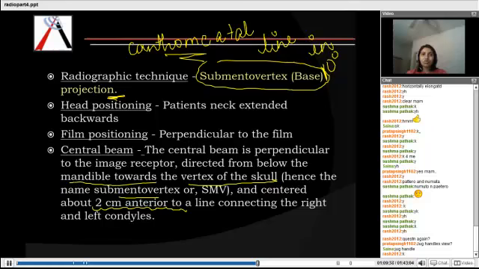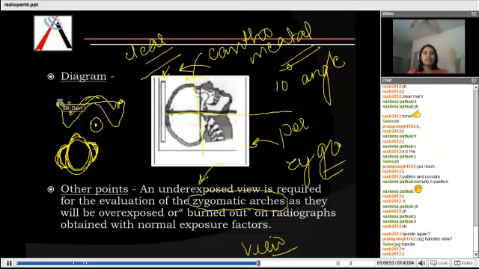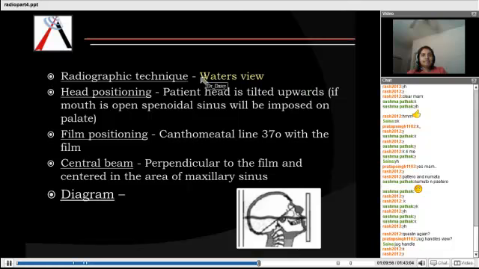And in the submental vertex view, as we already saw, our patient's head is positioned such that the canthomeatal line forms a 10-degree angle with the image receptor over here. The X-ray is passing through 2 centimeters in front of the line joining the two condylar heads. Okay, with this we move on to the Waters view.